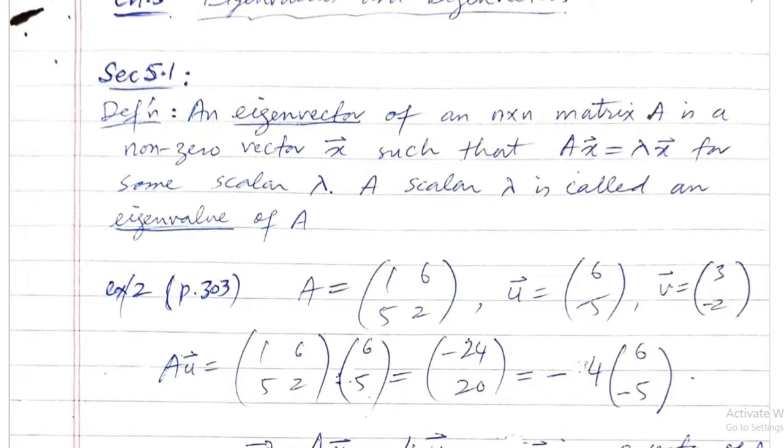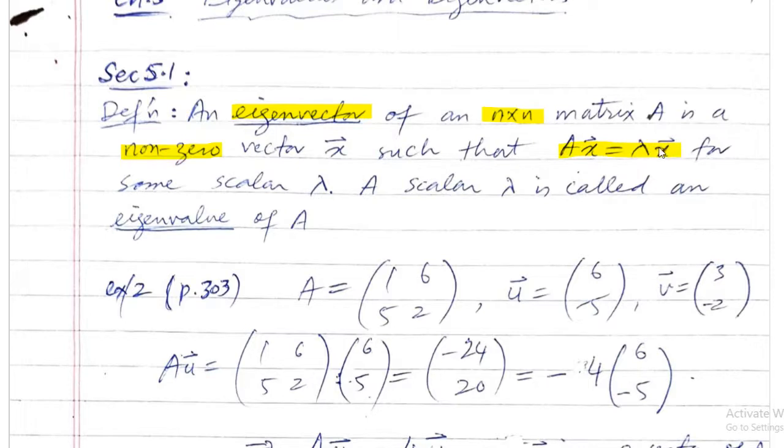Eigenvector is a vector, of course, of a matrix. And this is a square matrix. It means we can only talk about eigenvectors of a square matrix. So an eigenvector of a square matrix is a non-zero vector. This is very important. A non-zero vector x such that Ax is equal to lambda x.